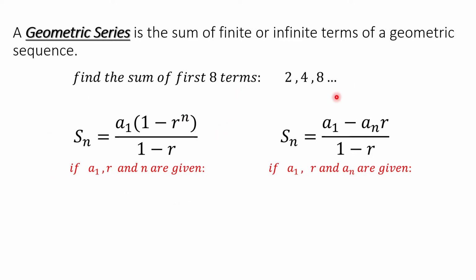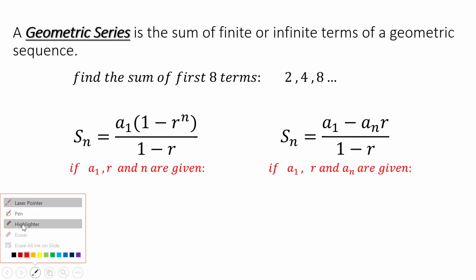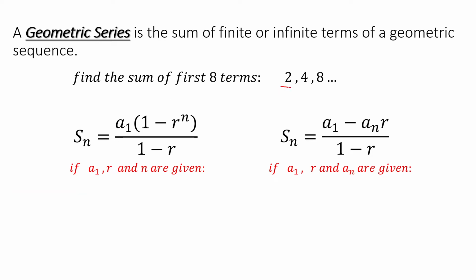So, with regard to this problem, okay, titingnan natin ano yung mga given so that we can decide saan dito yung gagamitin natin na formula. Okay, so first, the given are, first, we have the first term is equal to 2. Tapos, meron tayong n, the number of terms, 8. Sabi kasi niya, 8 terms yung i-compute natin o i-add natin o hanapan natin ng sum. Tapos, the last is we have the common ratio.